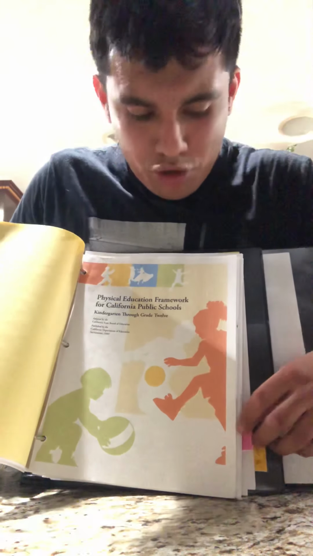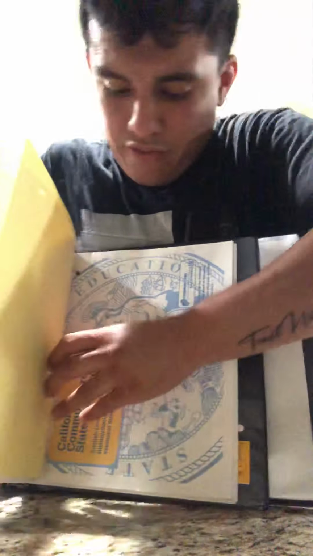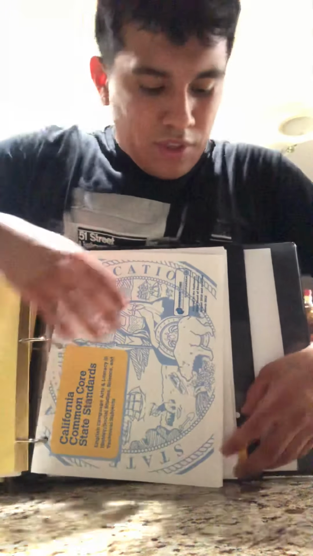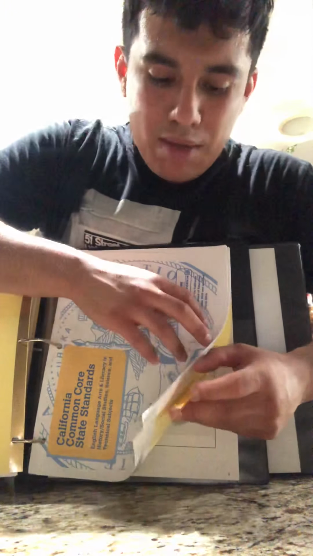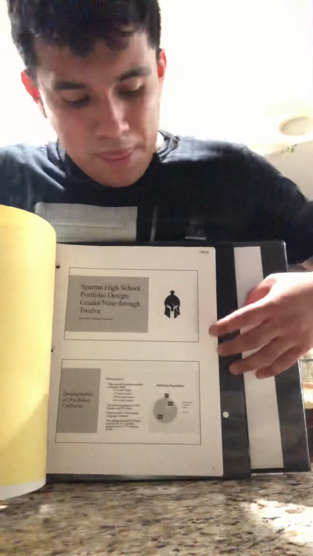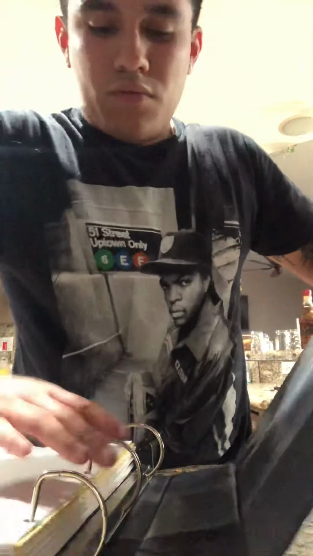Then there's my framework for my next appendix, which is E. And then I have my appendix F, which is my California Common Core standards. And then my last tab, which is labeled appendix G, is my presentation for the class. And that is my portfolio. And thank you.